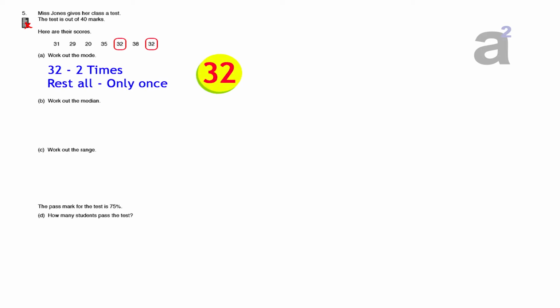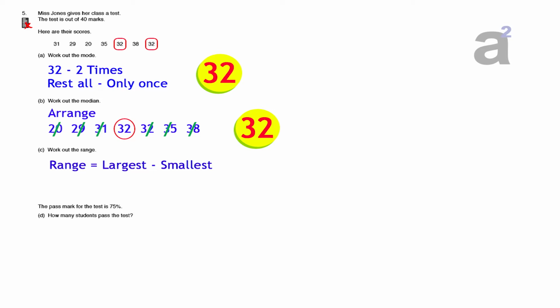For the median, we can write in the order. So you can see that 32 is in the middle and that's the median. For the range, we can take the highest minus lowest. That is 38 minus 20, which is 18.